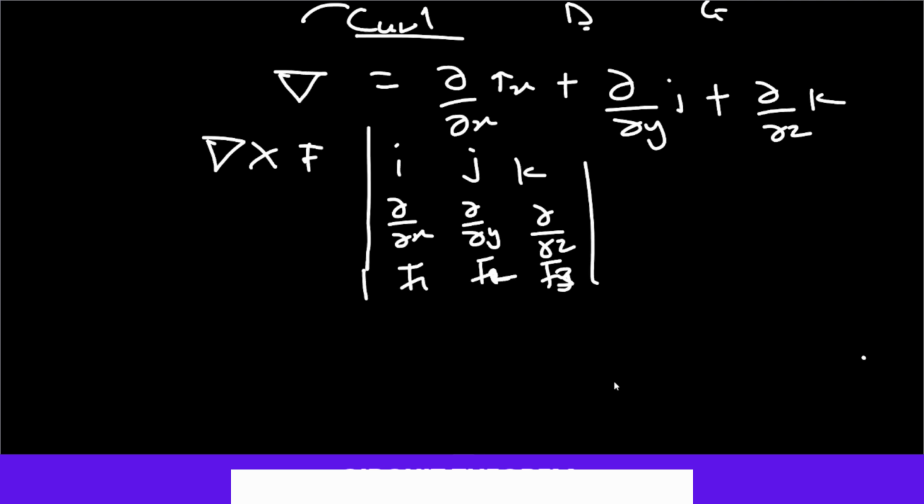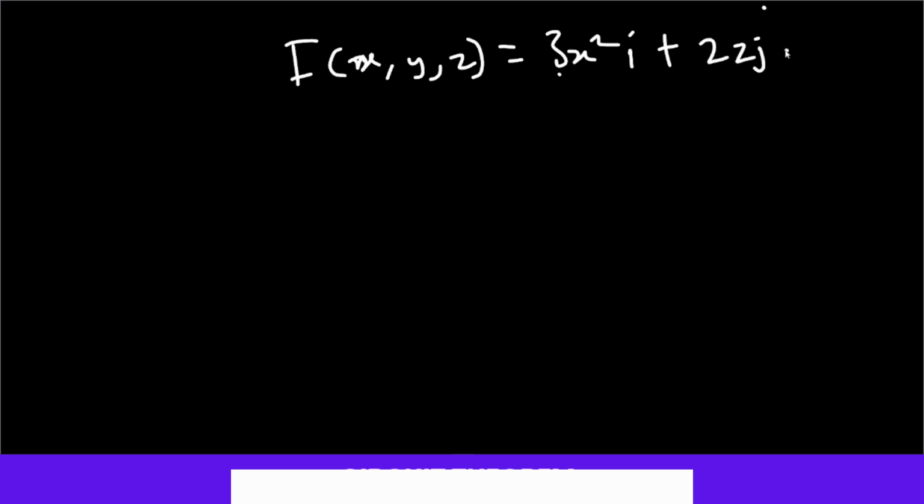Let's take an example for us to understand it. Let's say we have the function defined in the x, y, z plane, given by 3x squared i plus 2z j, and finally minus x k.